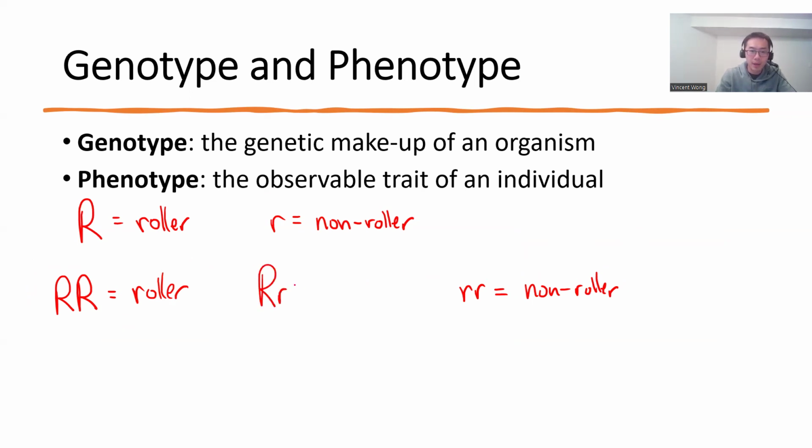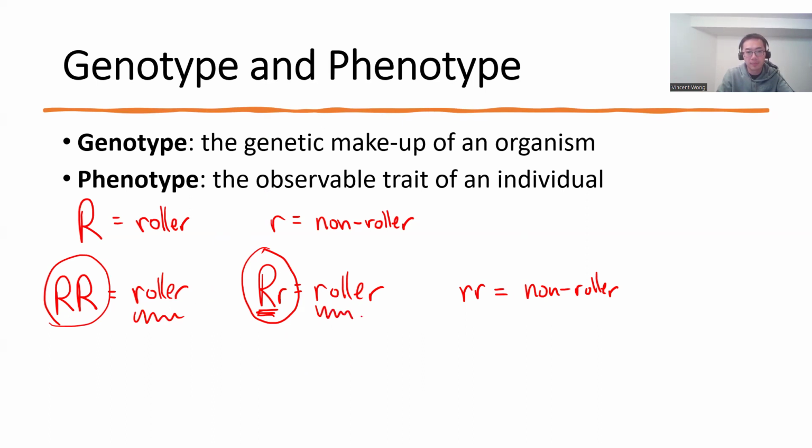What about someone who is big R, small r? Can they roll the tongue? Roll the tongue, that's right, because the dominant allele is there. If there's a capital letter, that's going to show up. So two people can have different genotypes, their genetic makeup is different, but their phenotype is the same. You understand?